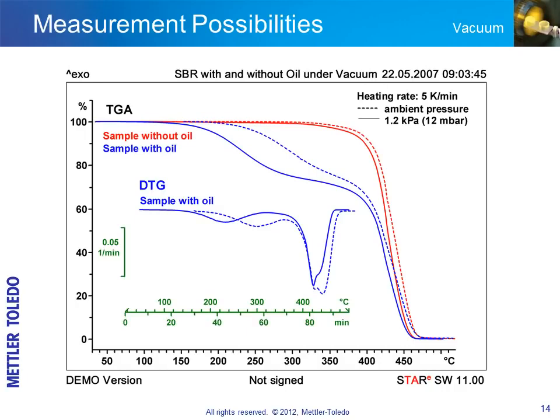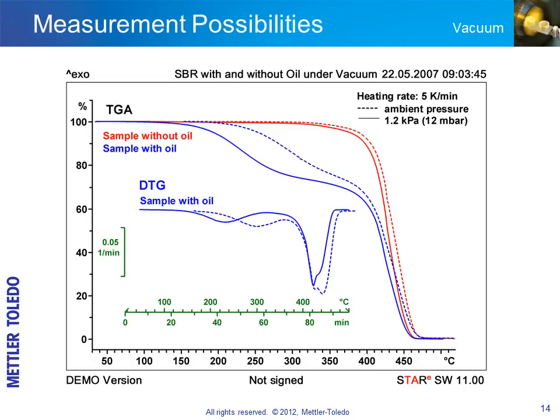Oils are often used as plasticizers in elastomers. Usually, decomposition of the elastomer begins before the oil has completely vaporized. The two effects overlap in this temperature range. This makes it difficult to quantify the oil content. In such cases, it is advantageous to measure the elastomer samples under vacuum in order to separate the two effects.